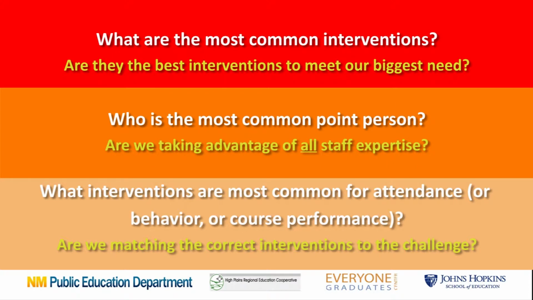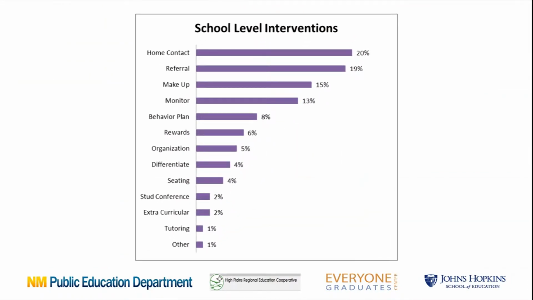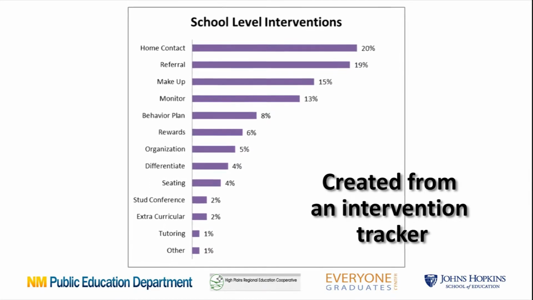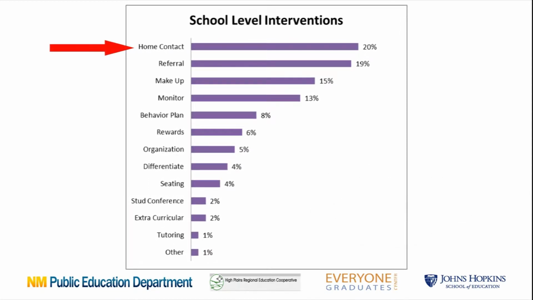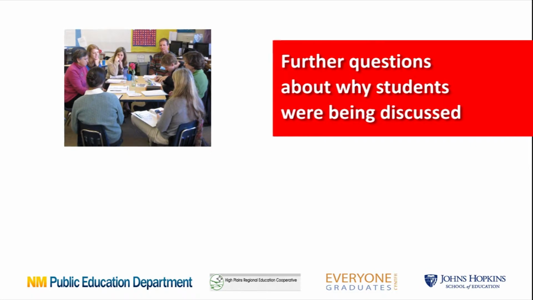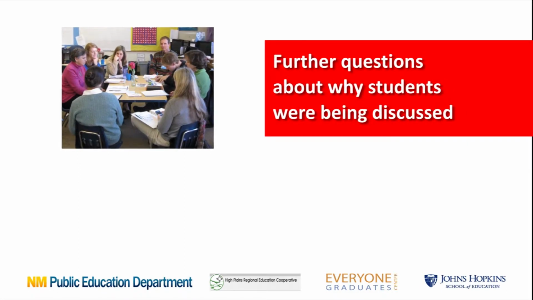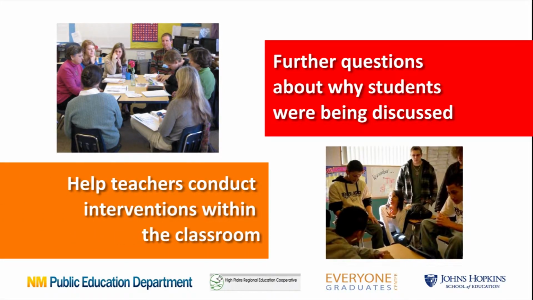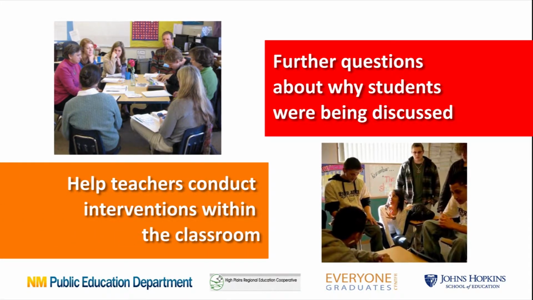We will be sharing sampled charts from another school for you to examine as part of this activity. The chart labeled School-Level Interventions was created from a school's intervention tracker. As you can see, their 2 most common interventions are home contact and referral, which was a referral to the counselor. Based on this information, it led the team to further questions about why students were being discussed, and ultimately, they decided to provide their teachers with help conducting interventions within the classroom environment, as course performance was their most common indicator of concern.